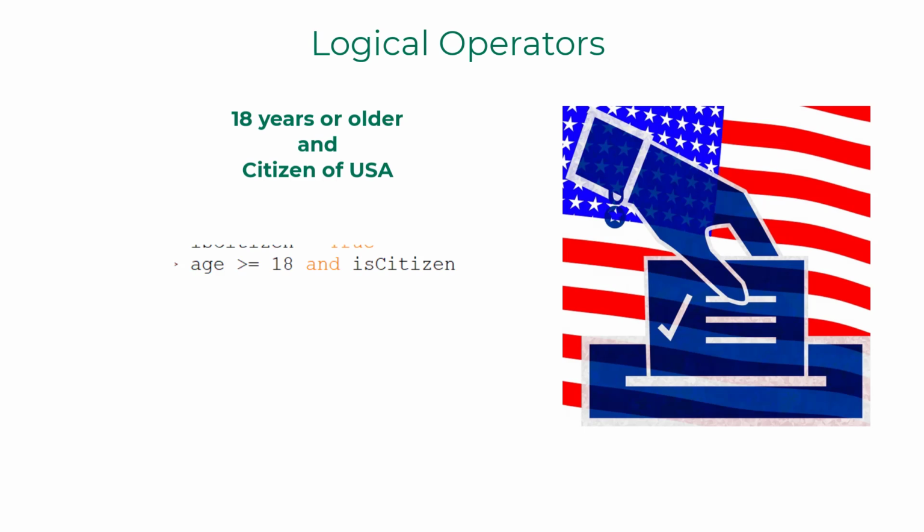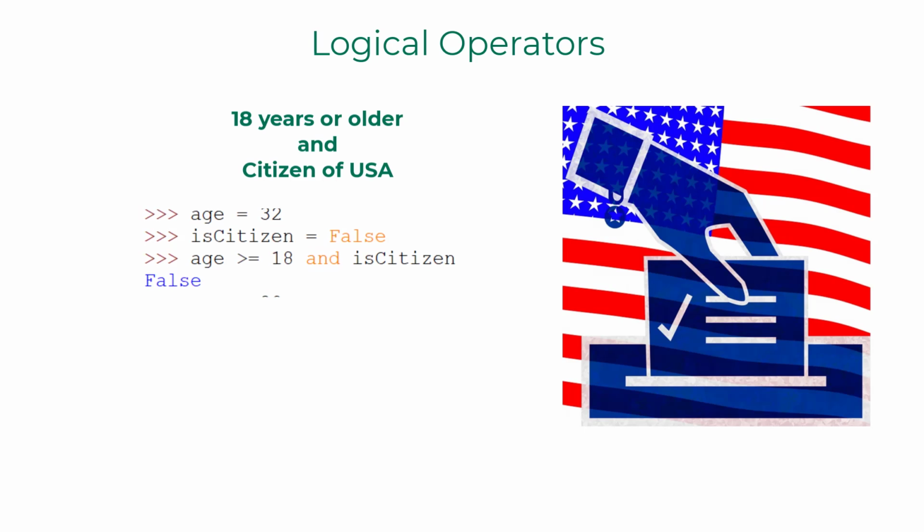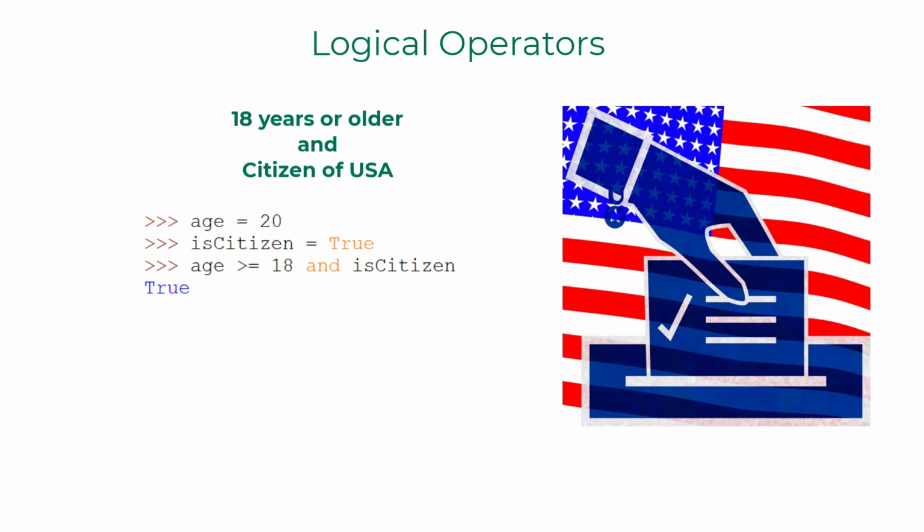For age equals 17, is citizen equals true, this compound Boolean expression will be false. Similarly, for age equal to 32, is citizen equal to false, this will again be false. For age equal to 20, is citizen equals true, this compound Boolean expression will be true.